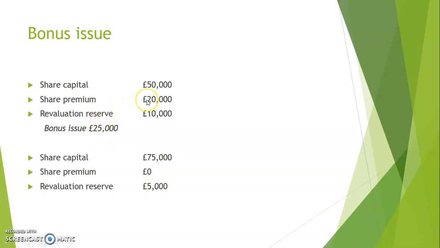Use share premium first, then move to the next reserve. So use the full 20, we're left with 0. Then we take 5,000 away from revaluation, and we have 5 left. So you can see share capital was 50, and it's now gone up to 75. A bonus issue is always going to be at par value, never at a premium.